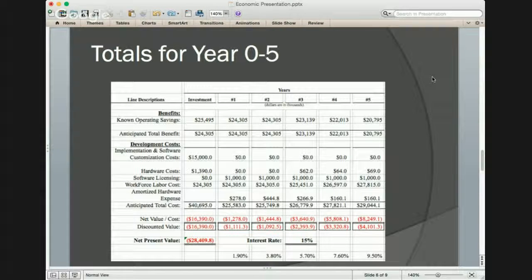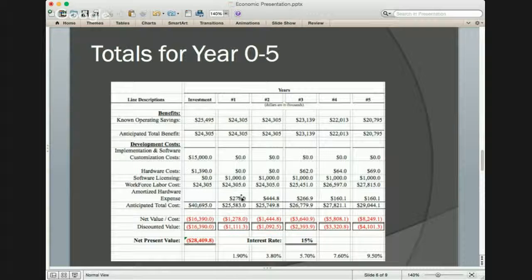So those are the numbers reflected there. Software licensing, we see year 1 through 5, it's $1 million a year. Workforce labor cost. Those are the numbers reflected from the previous slides that show how much it will cost to employ all of our employees, which is $24 million for the first 3 years, then $25.4, $26.5, and $27.8 million for each respective year.